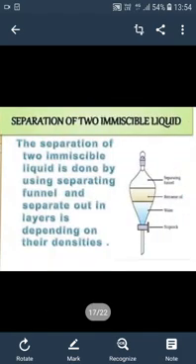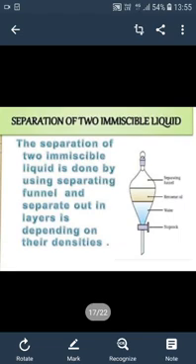Next is the separation of two immiscible liquids. See, liquids that do not dissolve in each other, we call immiscible liquids. How are we going to separate these immiscible liquids? We are going to separate these two immiscible liquids using a separating funnel.